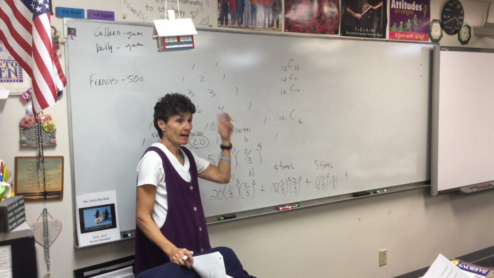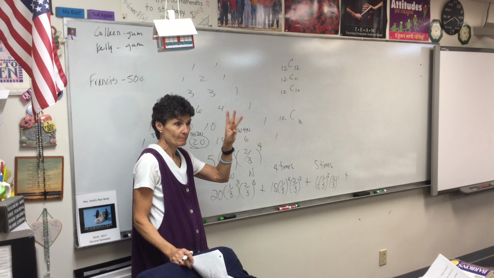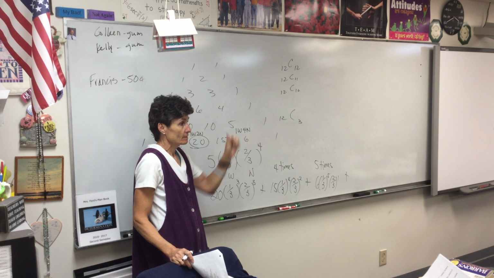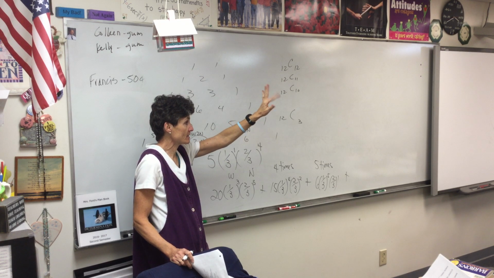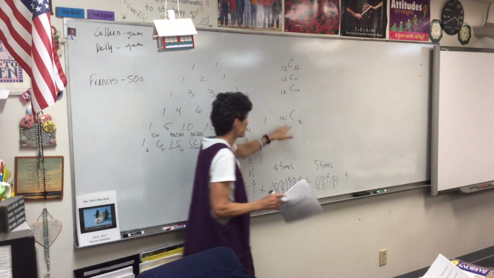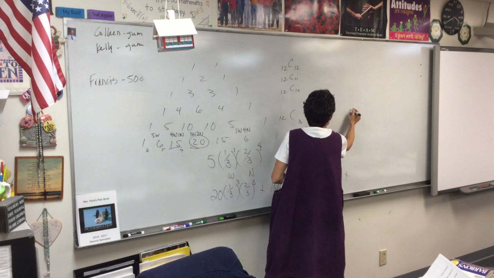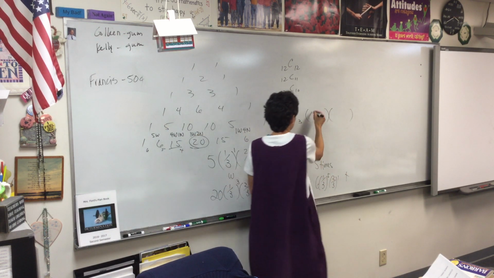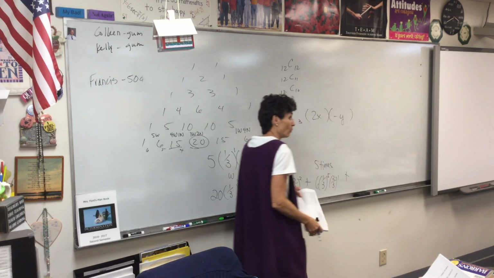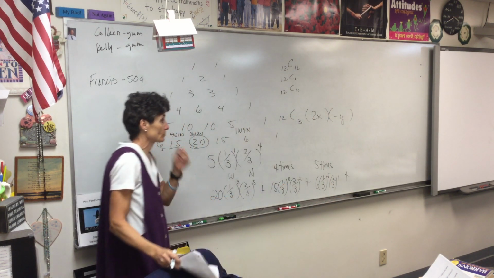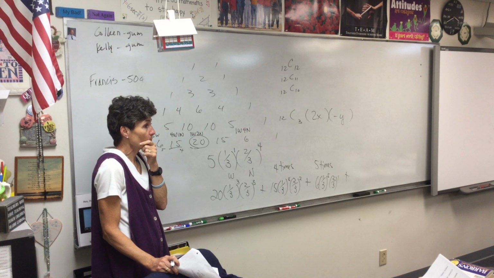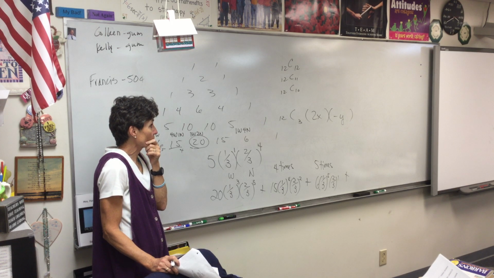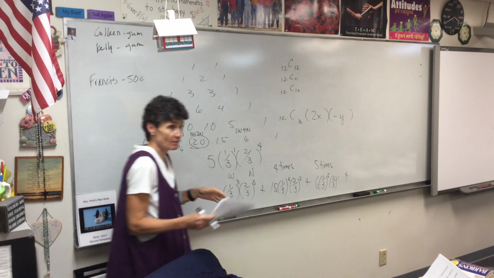I did that real fancy. I just counted on my fingers, right? First term is 12C12. Second term is 11, 10, 9, 8, 7, 6, 5, 4, 3. So there's my coefficient. I need a power of 2x and a power of negative y. Right? So 2x to the what power? Wouldn't it be to the 3rd?